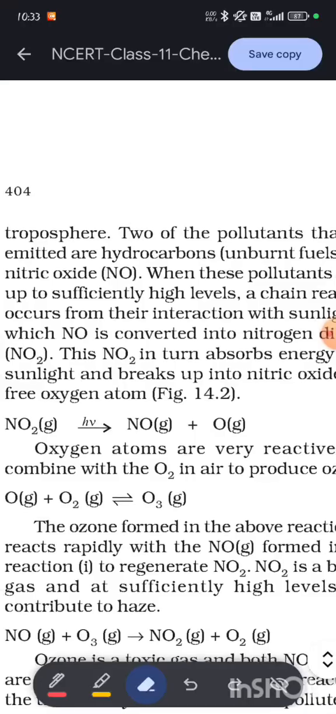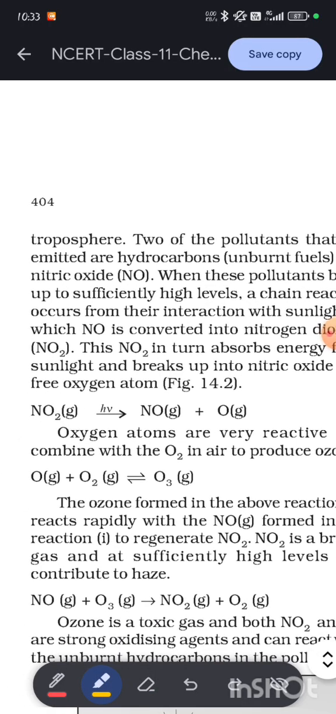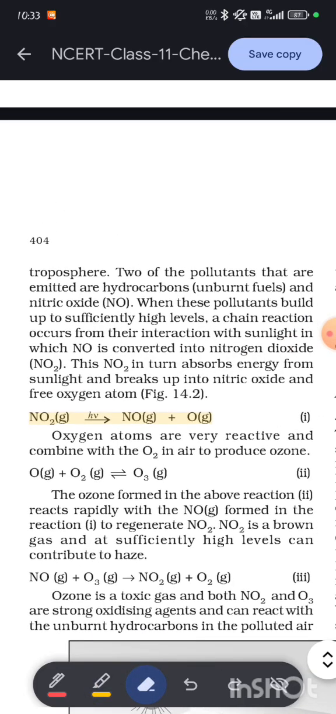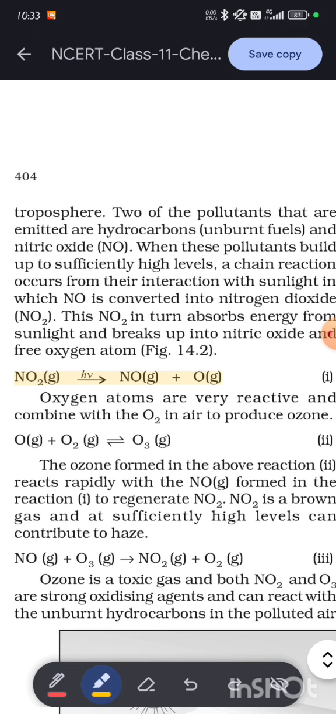Then the reaction is NO2 in the presence of hv gives NO plus O. Oxygen atoms are very reactive and combine with the O2 in air to produce ozone. Then the reaction is O plus O2 gives O3.